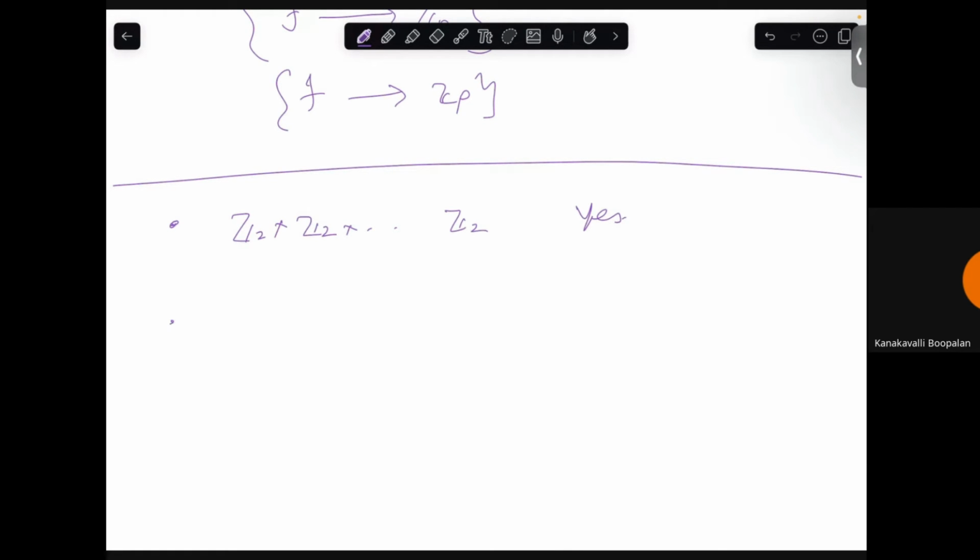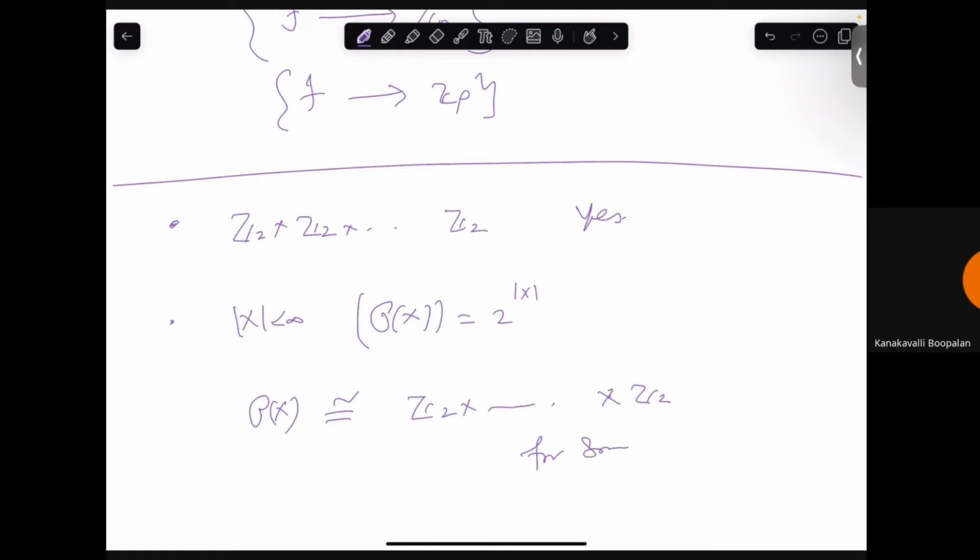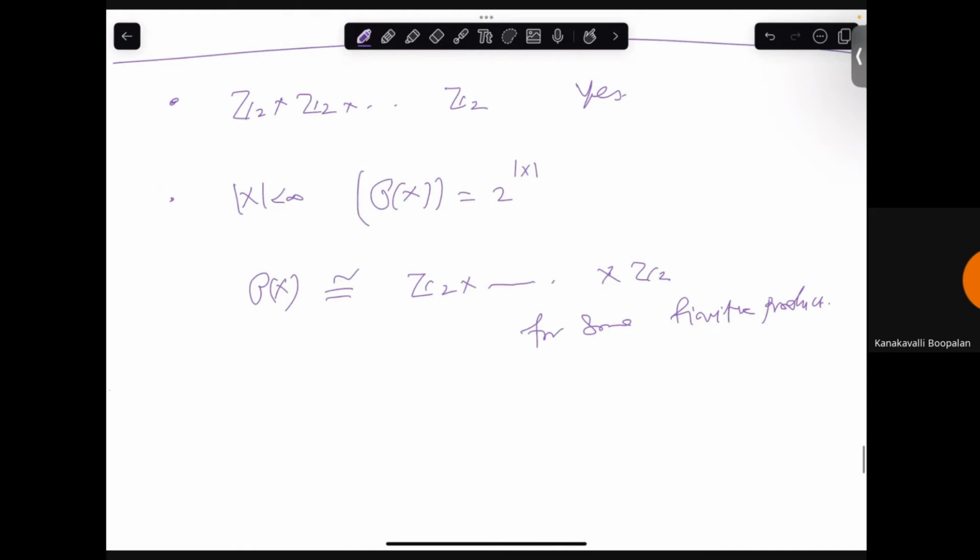Another question: if X is finite, we know that P of X is also finite, in fact 2 power mod of X. If this is finite, is it isomorphic to Z2 cross Z2 for some finite product? Unfortunately, due to time constraint, I'm not able to give you the answer. I'm telling you this is true, but it takes a very long time to do it. Really unfortunate.